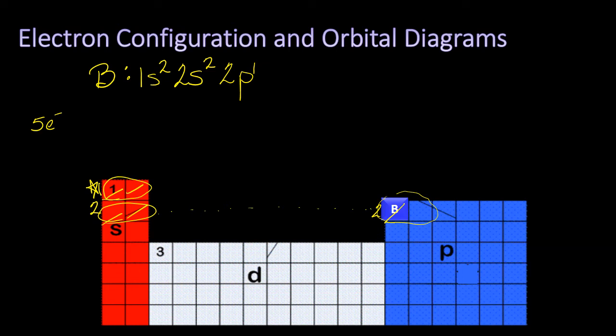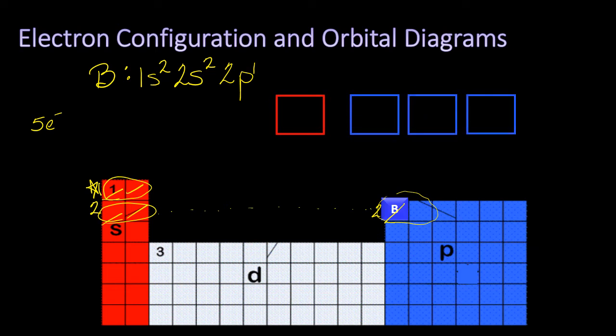If you have any questions, please make sure you bring them to class so we can talk about them. To do the orbital box diagrams, we have to represent each of those orbitals differently. So here we have 2s, and then I'm going to do one of these doohickeys for 2p.